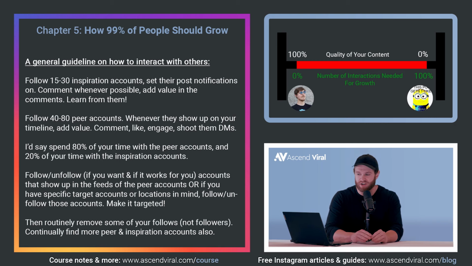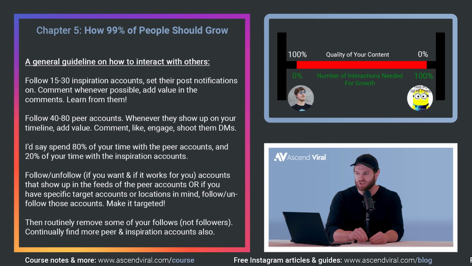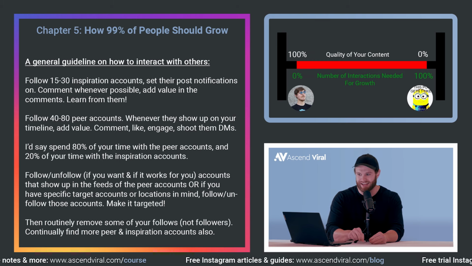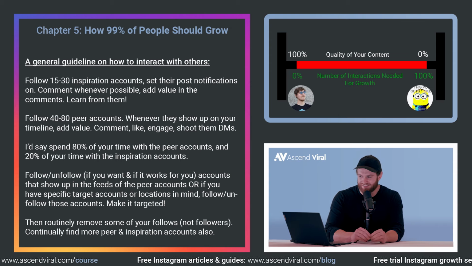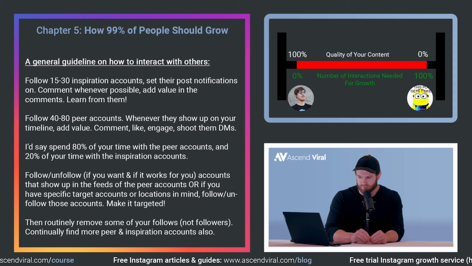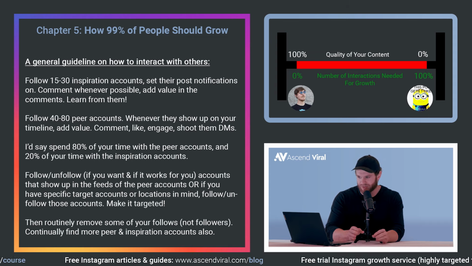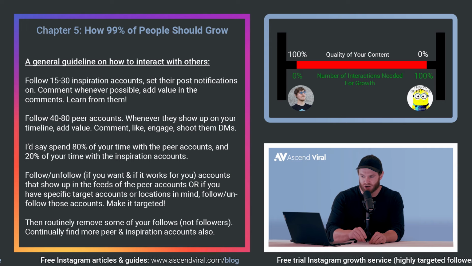Then you should follow 40 to 80 peer accounts. Whenever they show up on your timeline, add value. Comment, like, engage, shoot them DMs. These accounts should be similar sized, if not slightly bigger than your account. Find a few really targeted accounts. It doesn't necessarily need to be all of them. And then set their post notifications on.